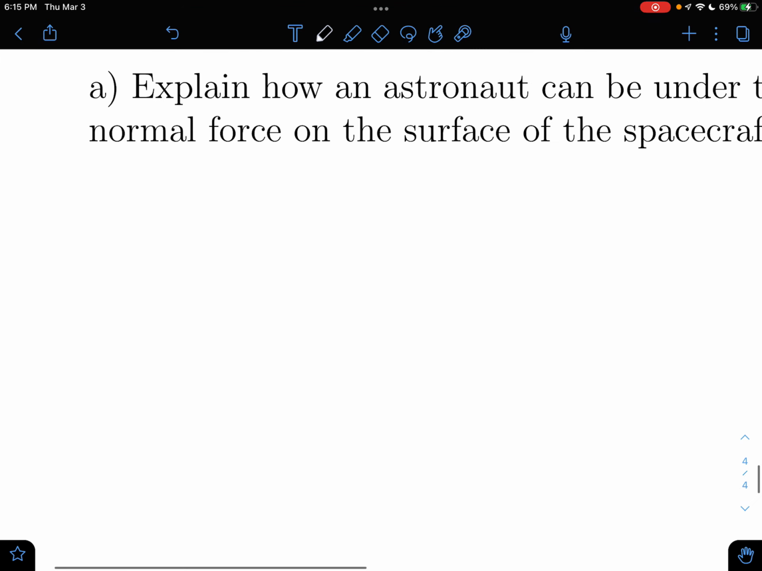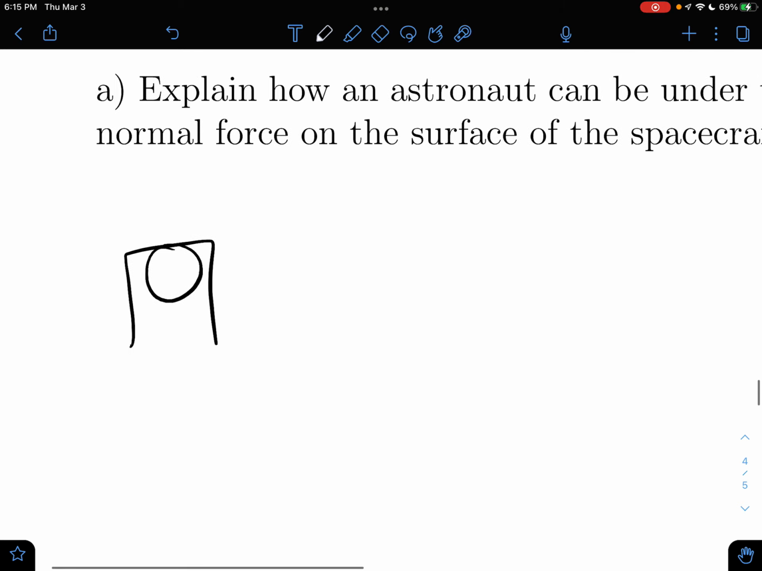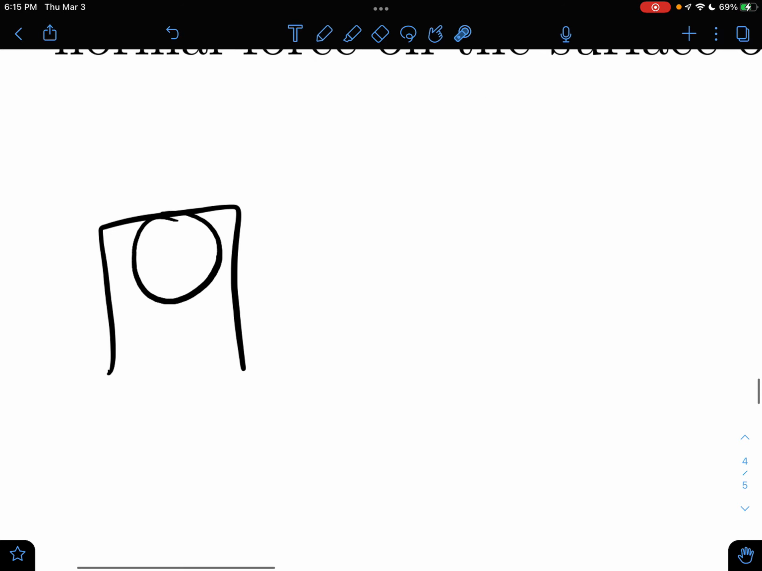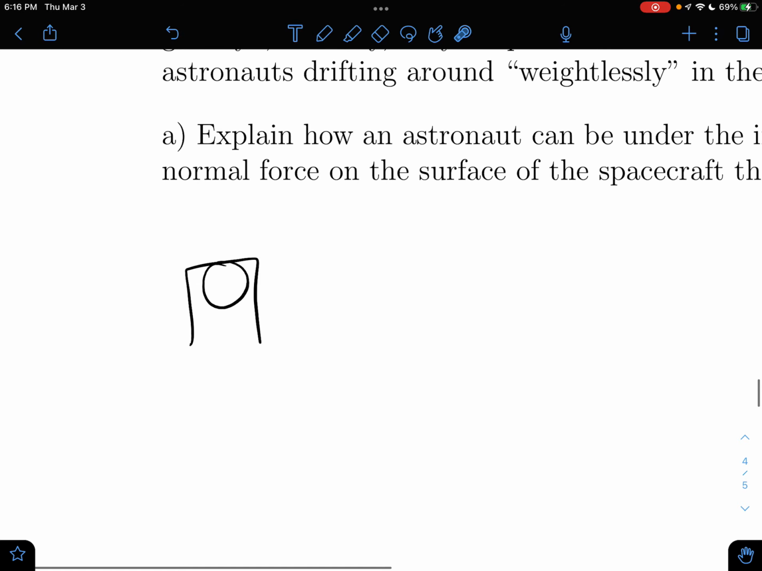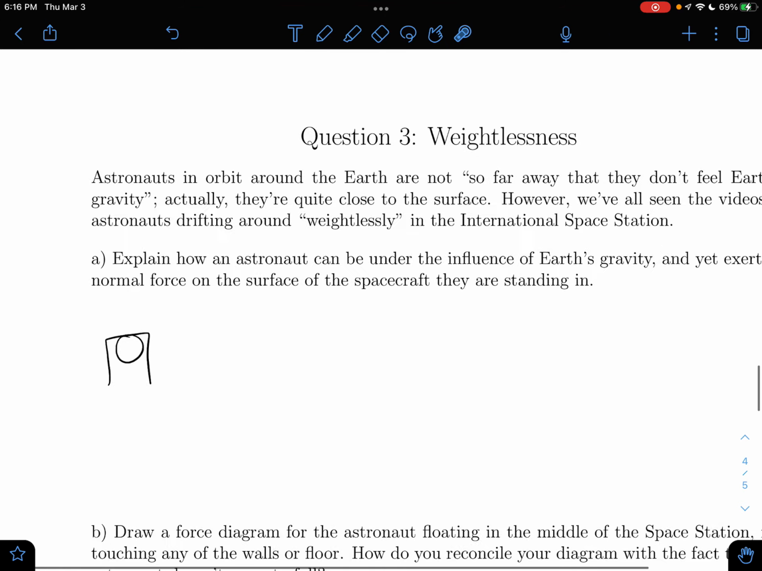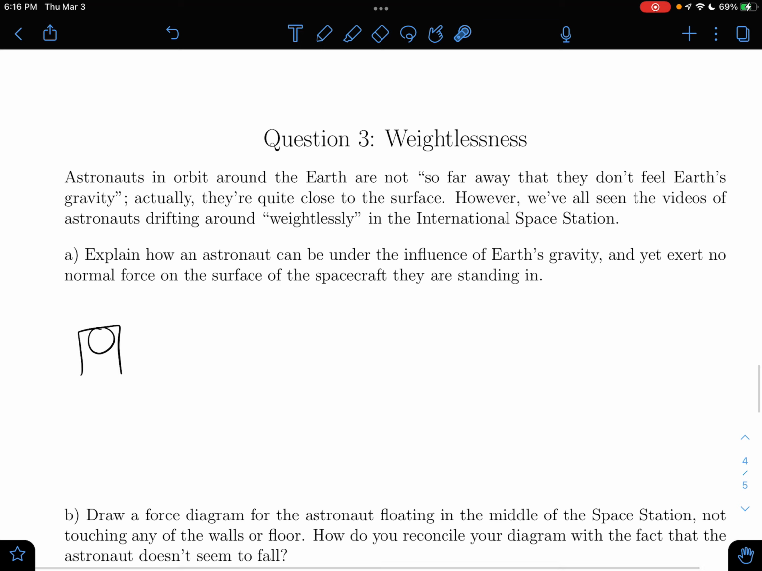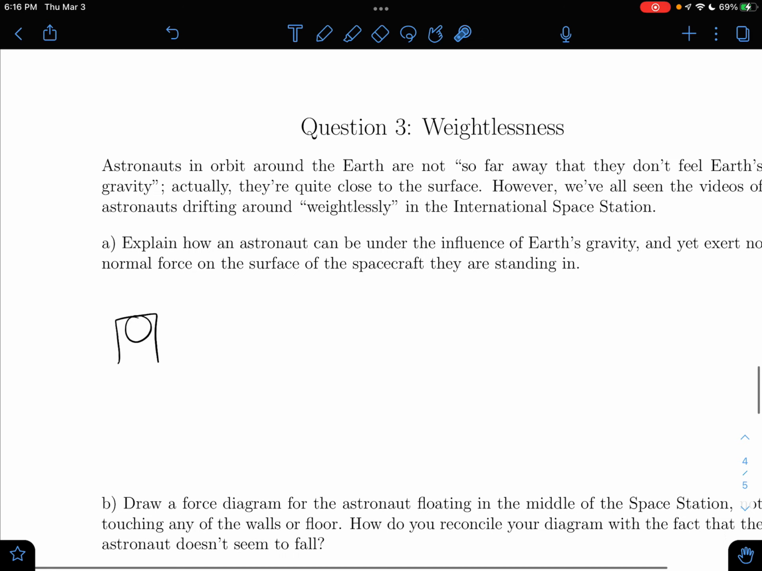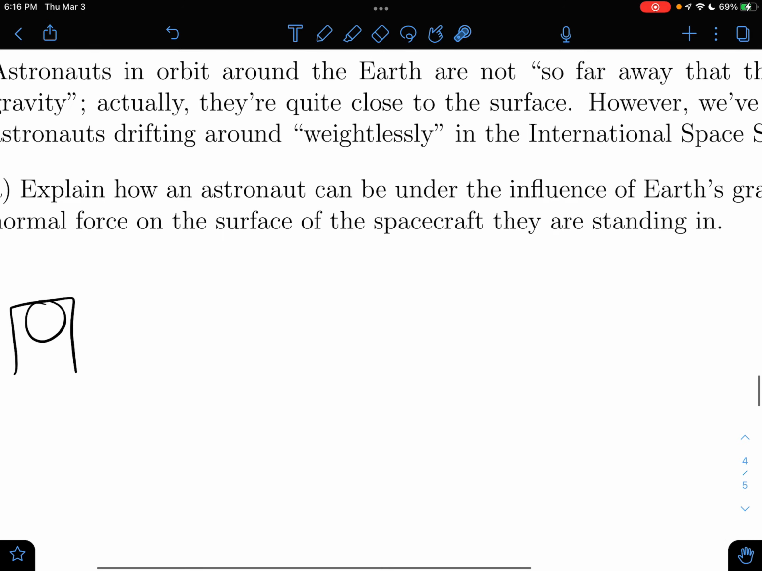when we had the frog in the bucket. The reason the frog doesn't fall out of the bucket is because the bucket is moving at the same acceleration as the frog, so they're not moving relative to each other. It's the same thing where the satellite, like the International Space Station, is moving at the same acceleration as the astronaut.